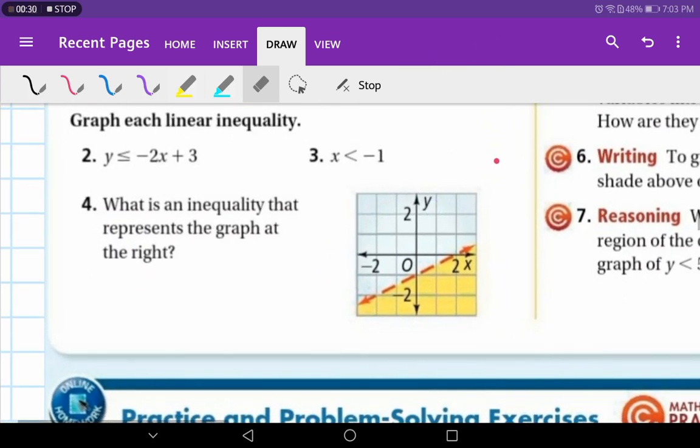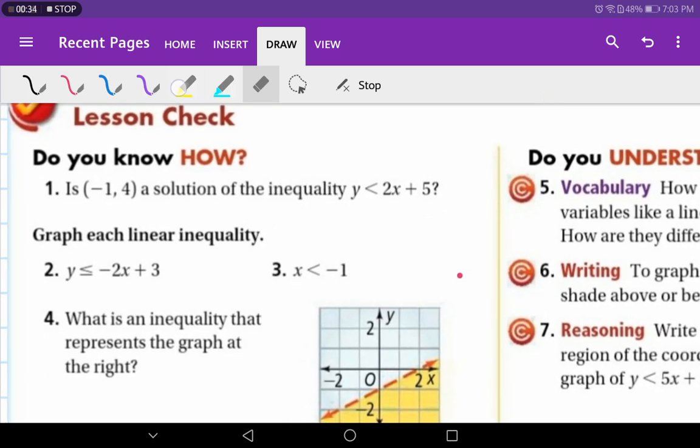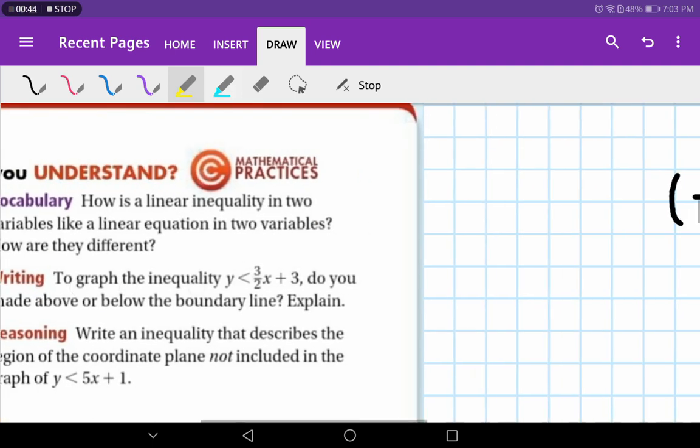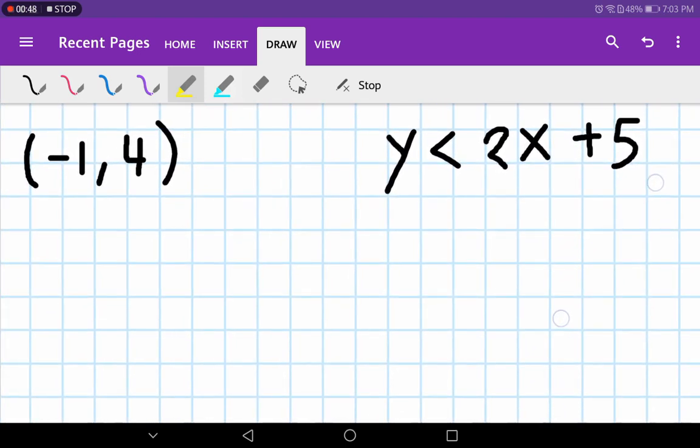I will take this one, Yazan. Where is it? Yes, it is here. It is number 1, my dear student. Is negative 1 and 4 a solution of the inequality y less than 2x plus 5? Let us see.